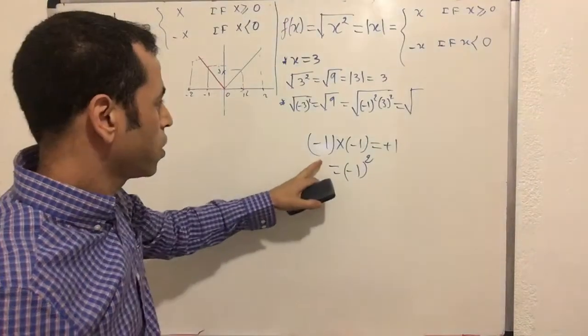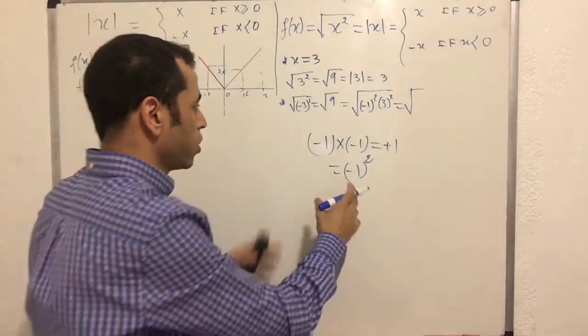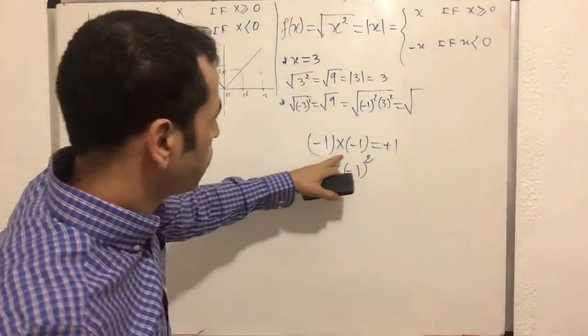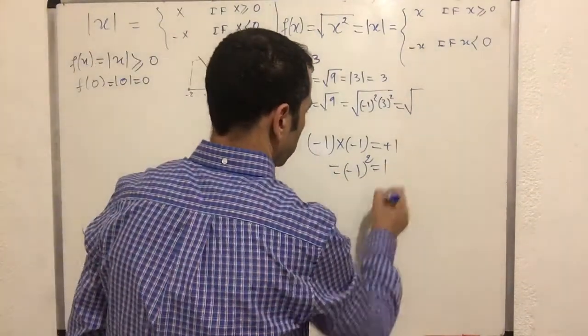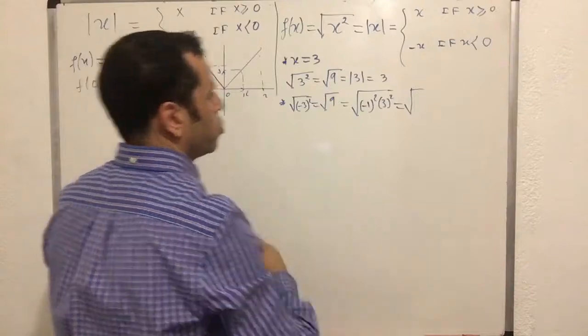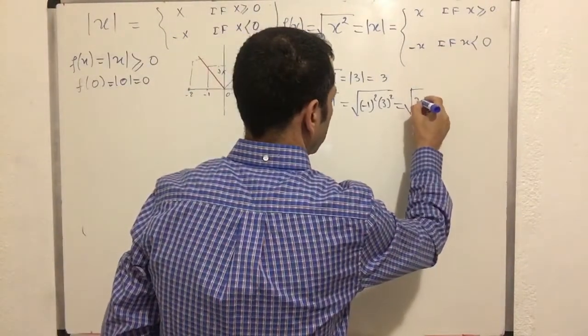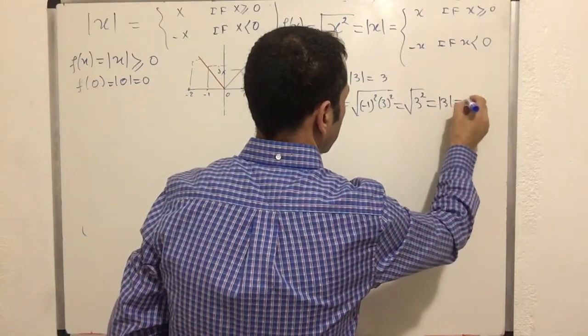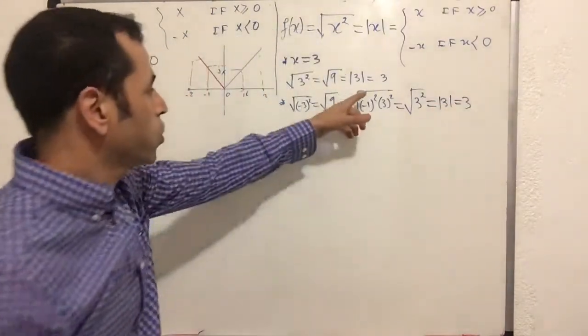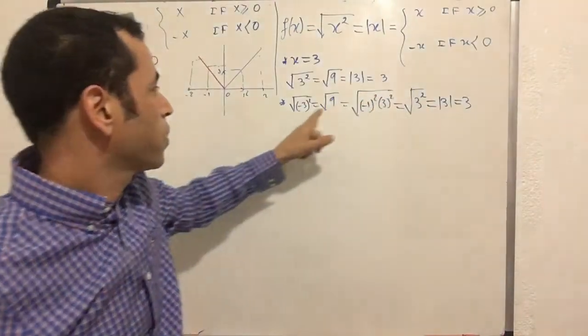Okay, it's not a double 2 times, but it's square. That means the same number multiplied by itself, which is 1. So this one becomes 3 squared, which becomes the absolute value of 3. That means 3. Both results are the same.